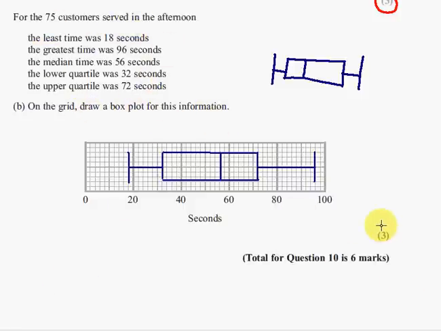So this is a 3-mark question. Let's have a look at how you get those marks. There's 3 things you have to have here. The first mark comes from the median being in the right place. The second mark comes from the ends of your whiskers being in the right place, that's the lowest value and the highest value. And the third mark comes from the ends of your box being in the right place. So there's your 3 marks, and that's it.